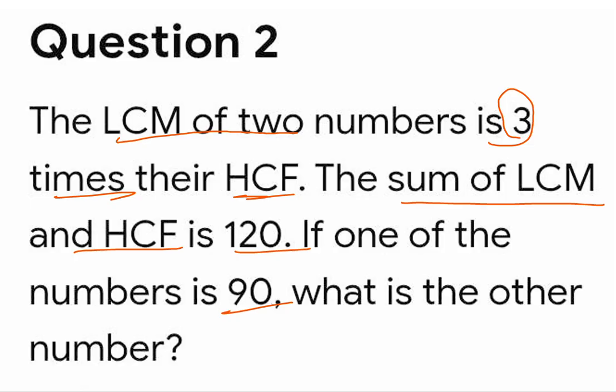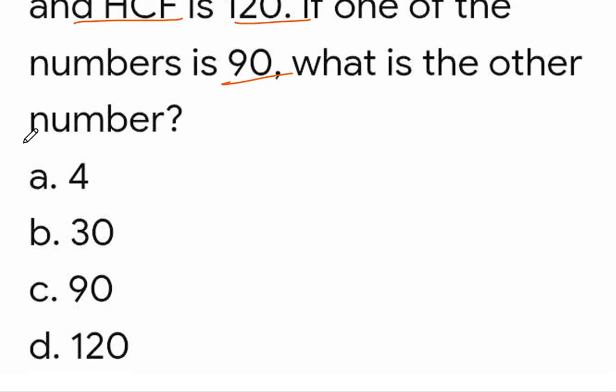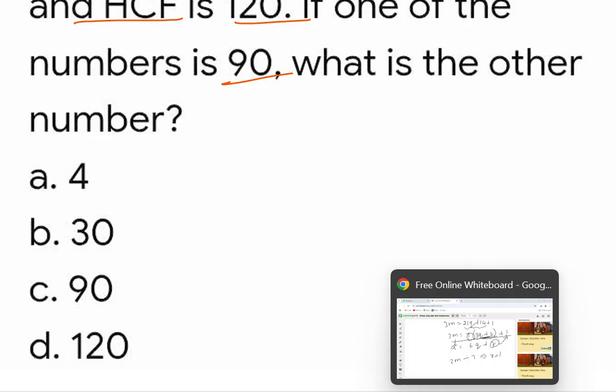So here also they are given four options: 4, 30, and option C is 90 and option D is 120. Okay, so let us check out how to solve this equation. So you should know the relationship.